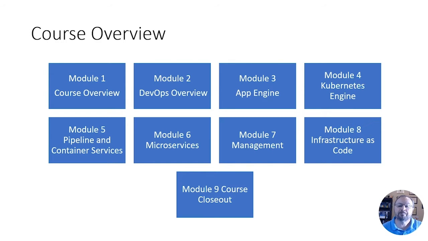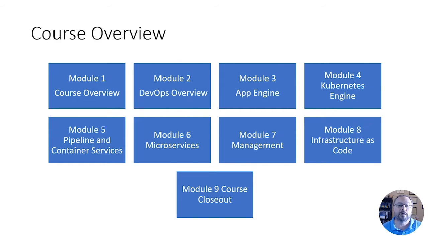Module 3, we're going to talk about App Engine, which is a platform as a service on Google Cloud. Module 4 will be Kubernetes Engine, which is a container management system, Kubernetes on Google Cloud. If you're already familiar with Kubernetes, then this is an easy lesson for you. Module 5 is going to be specifically our pipeline services. In other words, Container Registry, Cloud Build, and Cloud Source Repositories.